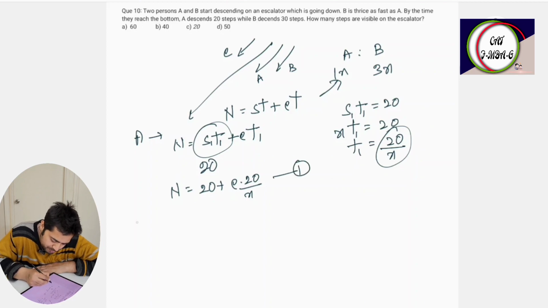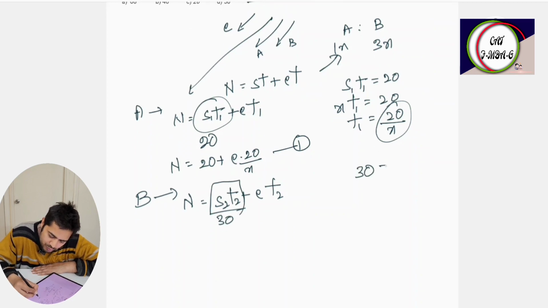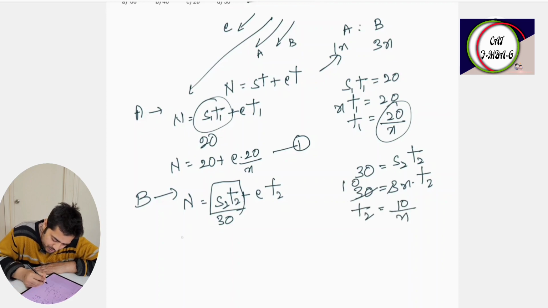This is equation number 1. For B we will write: B descends 30 steps. So n is equal to s2 t2 plus e t2. This is 30, and 30 is equal to s2 t2. s2 is 3x, so 30 is equal to 3x into t2. So t2 is equal to 10 by x. So n is equal to 30 plus e into 10 by x.